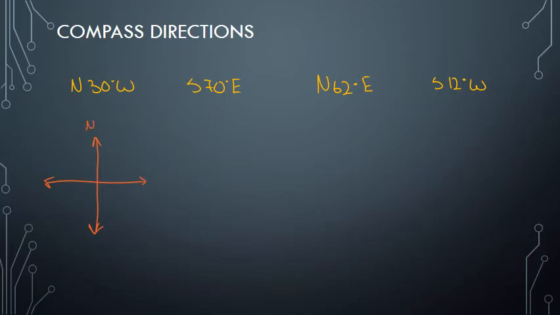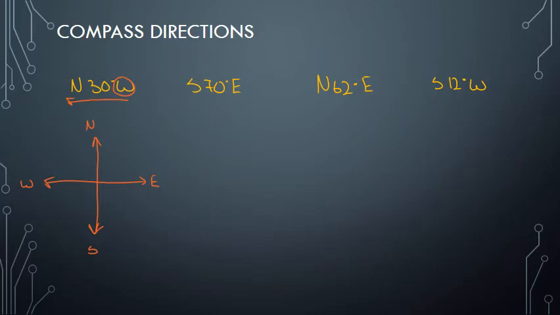So we have north, south, east, west. Use whichever funny rhyme you want, never eat shredded wheat, whatever you want to remember it with. The thing you should know is that it's actually easier to read these things backwards. So we're going to start here and read it backwards, at least it is for me.